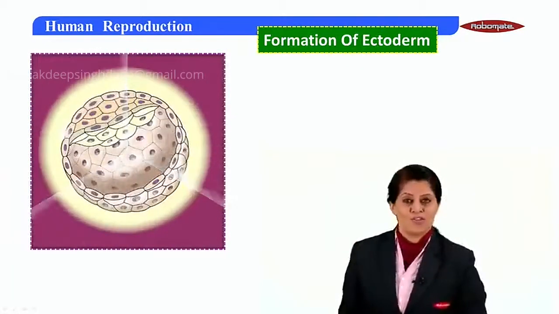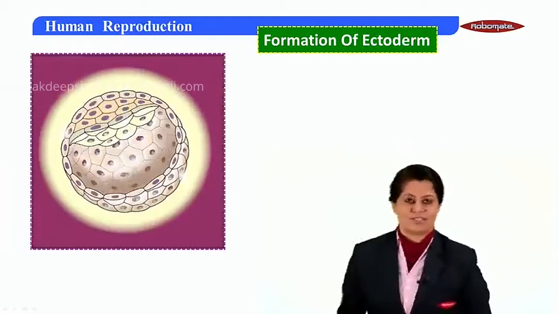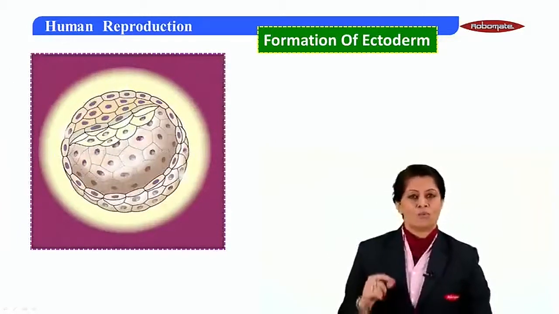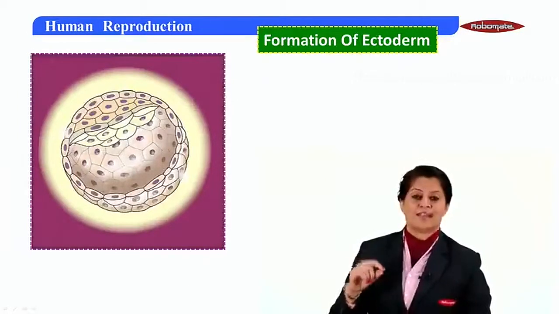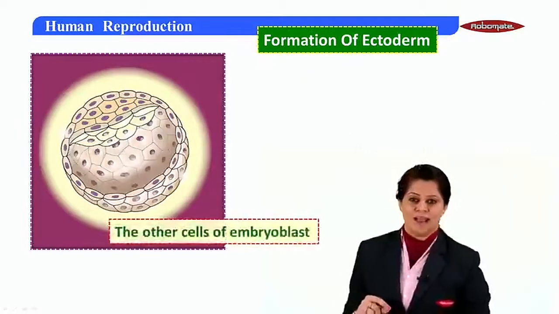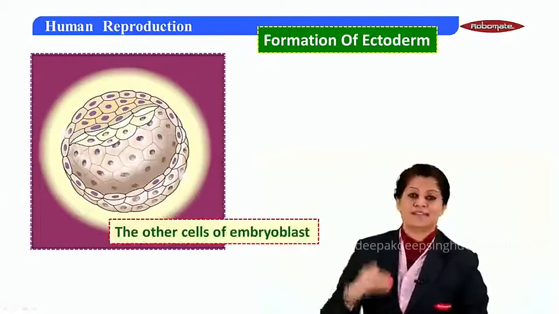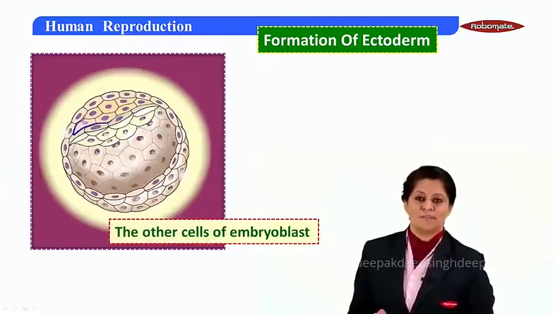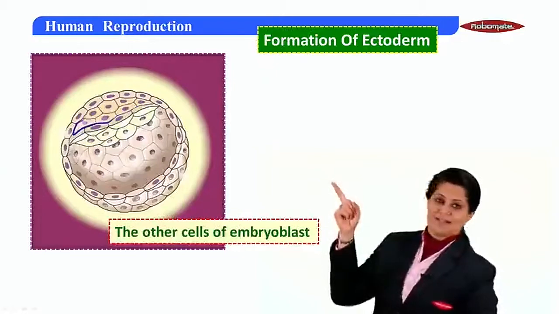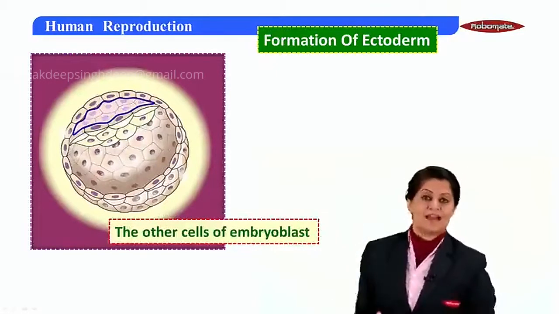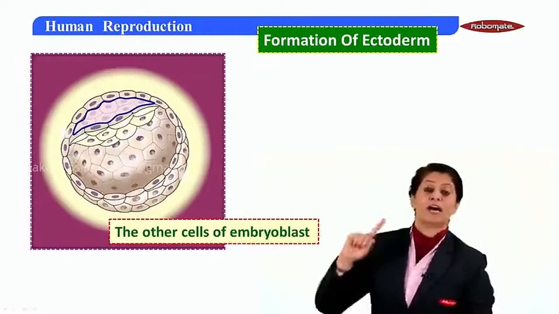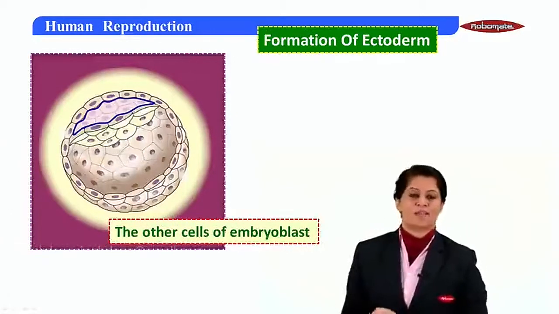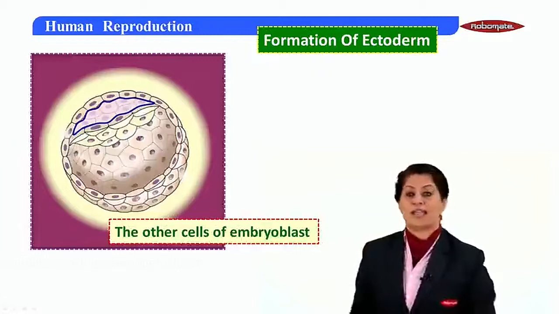So watch the blastula or blastocyst in here. Now when we talk about ectoderm, students, the remaining cells of the embryoblast. Now which are the other cells of the embryoblast? Observe in here. Those cells which I have marked there, they are the other cells. The basal cells have formed endoderm. So we're talking about the other cells of the embryoblast. They also start getting different.